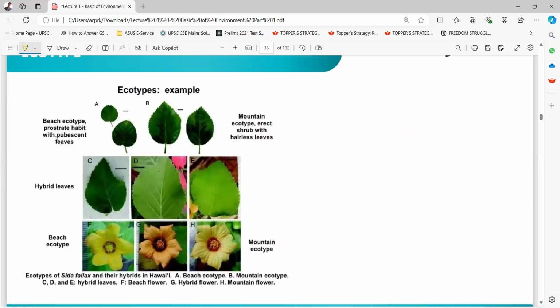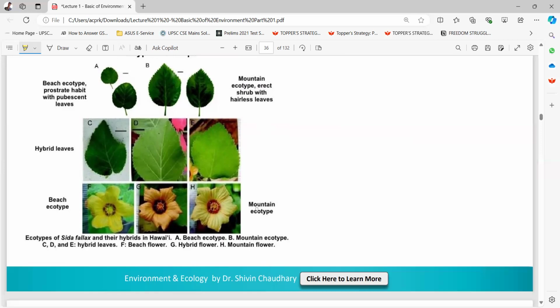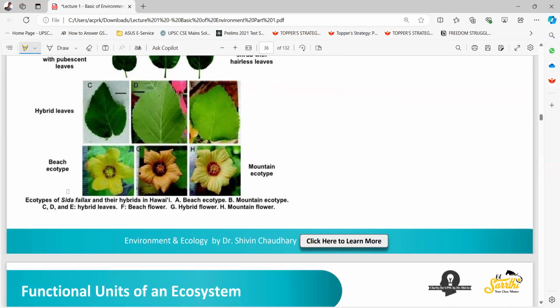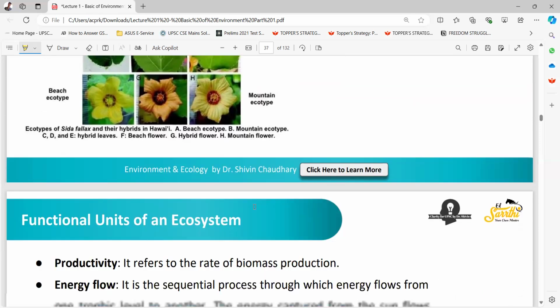Ecotypes, example, beach ecotype, prostrate habit with pubescent leaves. Mountain ecotype, erect shrub with hairless leaves. Beach ecotype, hybrid leaves. Ecotypes of Phalanx and their hybrids in Hawaii. A, beach ecotype. B, mountain ecotype. C, D, and E, hybrid ecotype leaves. F is beach flower. G is hybrid flower. H is mountain flower.